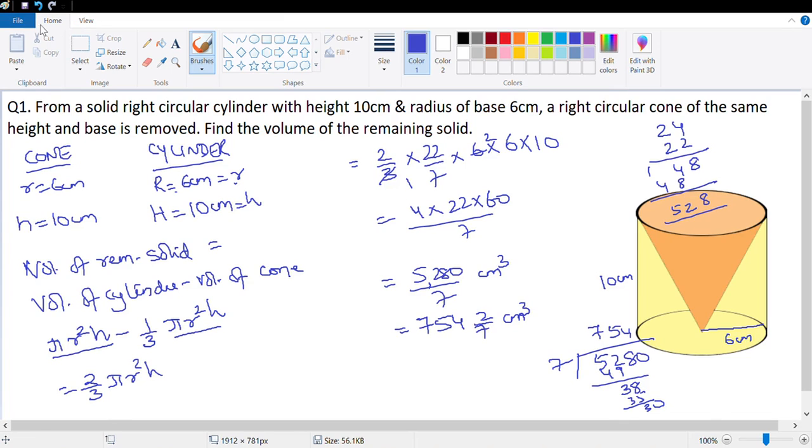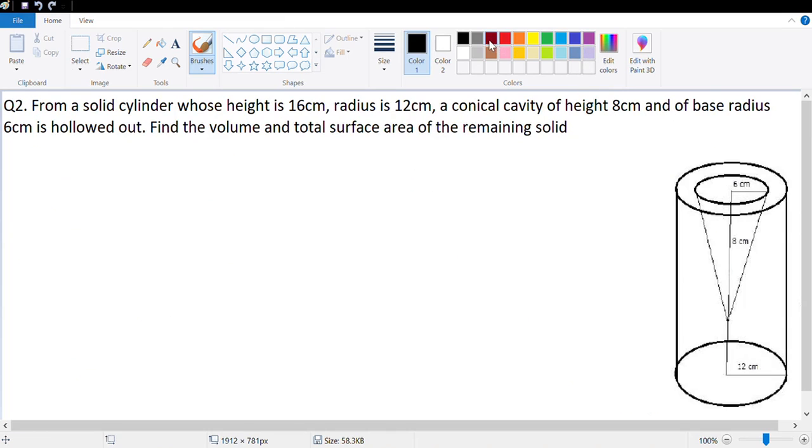The next question that we do is question number 2. Question number 2 says, from a solid cylinder whose height is 16 centimeter, so the height here is 16 centimeter, radius is 12 centimeter, a conical cavity of height 8 centimeter. So last time in the previous question, the conical cavity was the same height and same radius. This time the height of the cavity is slightly lesser, and base radius is 6 centimeter, is hollowed out. Find the volume and total surface area of remaining solid.